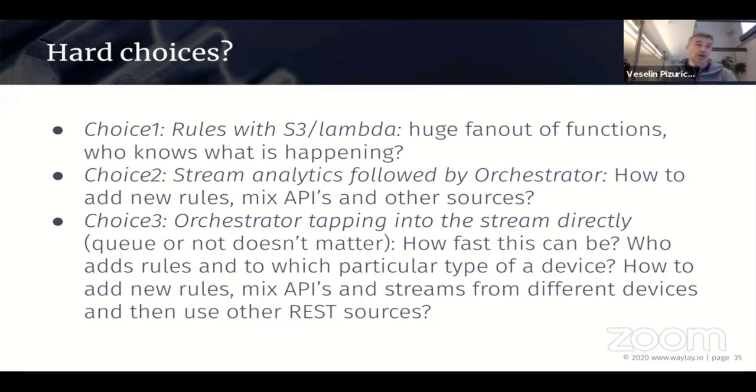But how fast can this be? How can you add rules of a particular type for a given device? Not all devices are of the same type. So if you want a machine, let's say a washing machine of type one with one rule and a machine of the other type with another rule, how can you actually do these things? How can you mix these rules, how can you introduce REST interfaces on top of that? And that's actually a problem.